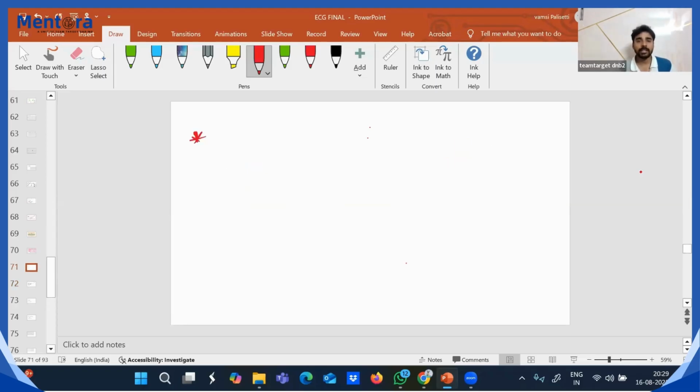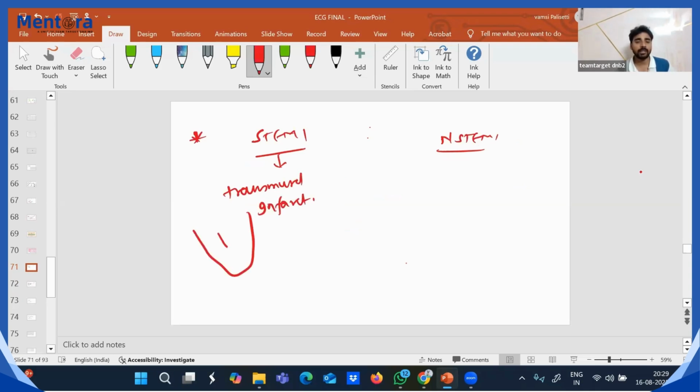One important point here. What is ST elevated MI versus non-ST elevated MI? ST elevated MI is mainly because of transmural infarction. Very important. What is transmural infarction? This is your heart. This is your endocardium, myocardium, pericardium. The whole entire wall is involved. That is transmural infarction.